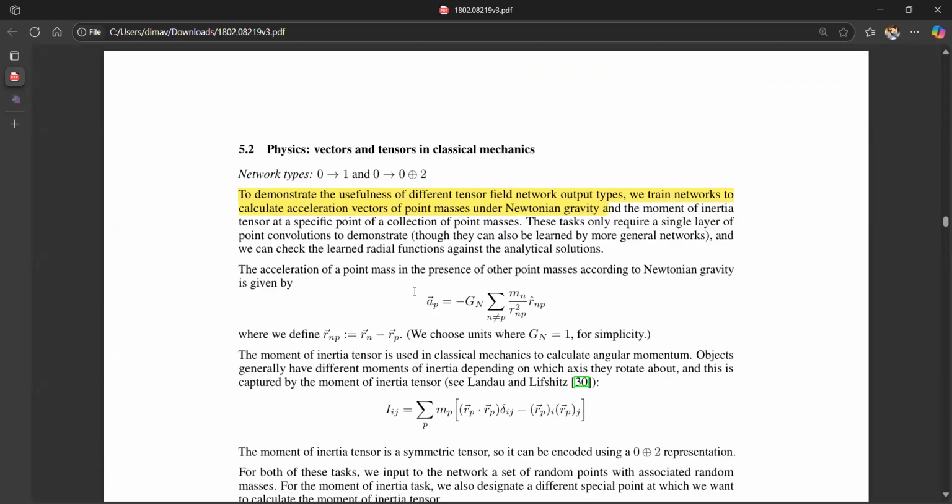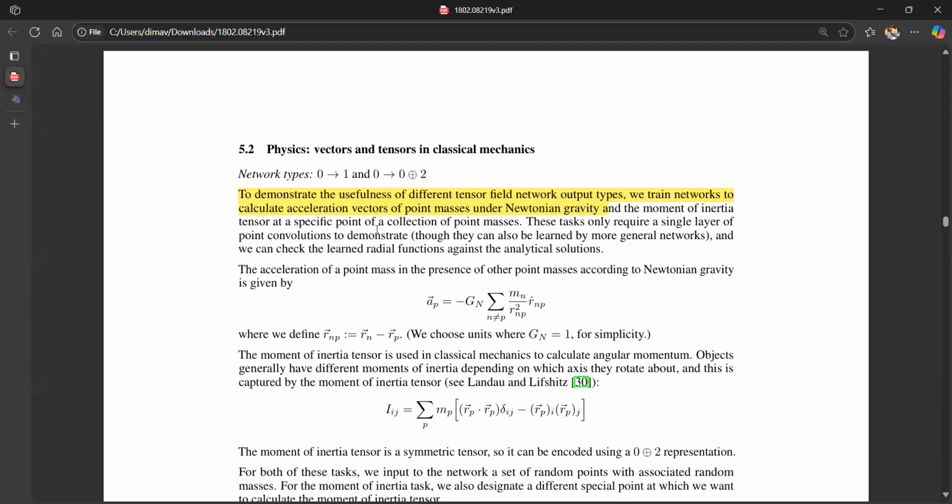Yes, so now they say that they want to calculate vectors, right? You cannot form a vector out of scalars. So I don't even know what 0 to 1 means. I mean, you train your neural network to output the vector depending on the scalar. You cannot do that.